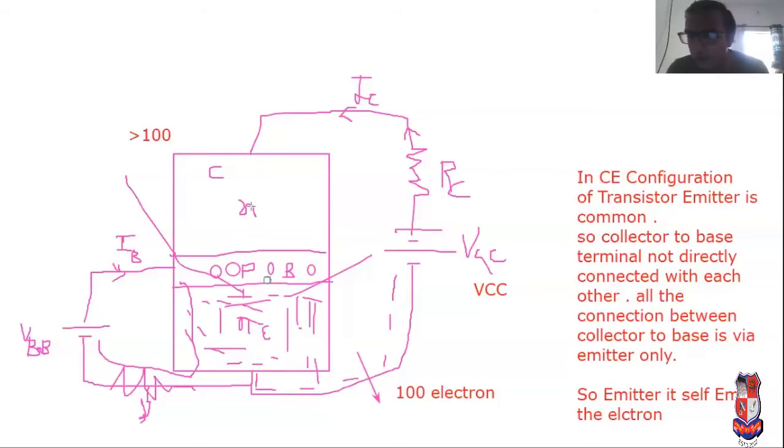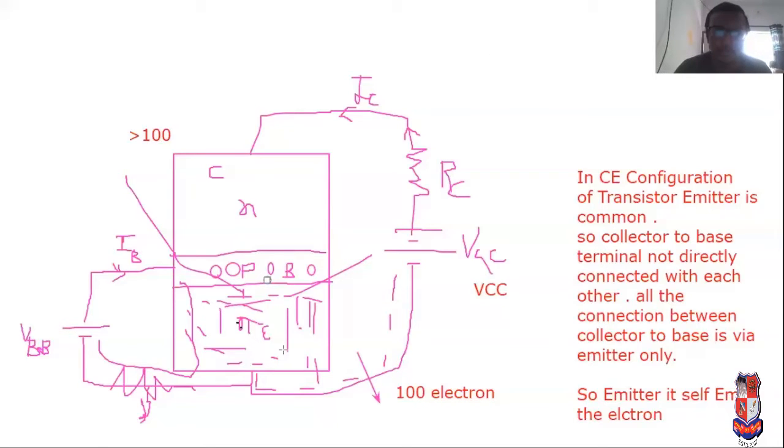current is low compared to common emitter. Why? Because in common base configuration, emitter is not common, but in common emitter configuration, all the electrons can travel towards the emitter terminal. That's why collector current is always large. So it is the basic explanation related to common emitter configuration of a transistor.